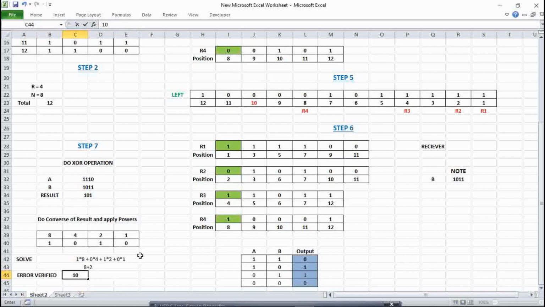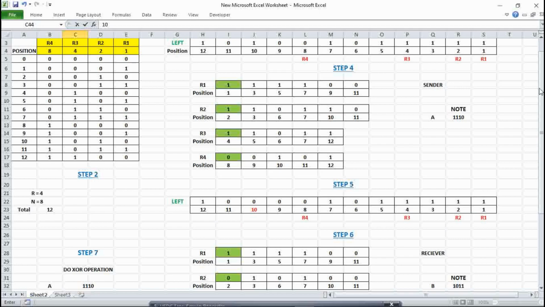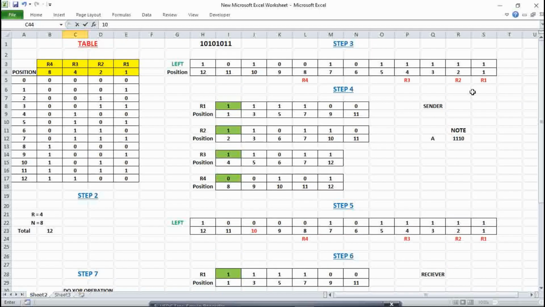Remember, the code had an error bit, so this Hamming code has detected that the error was at the 10th bit. So this is how Hamming code works. This complete step is performed internally by the computer, because Hamming code is a technique that is used to detect or correct errors. Now look, this is how Hamming code is done.